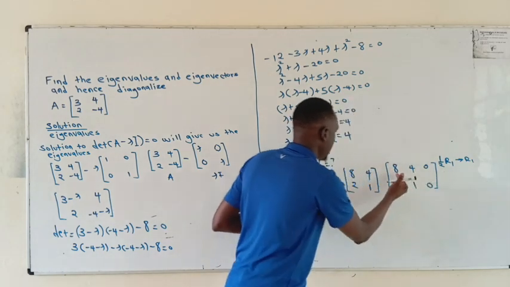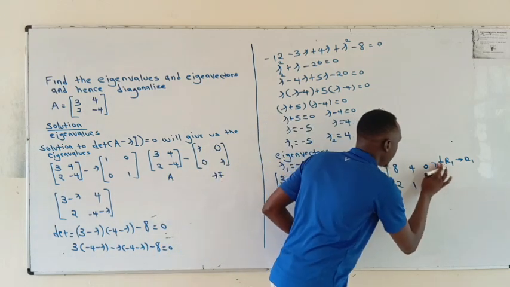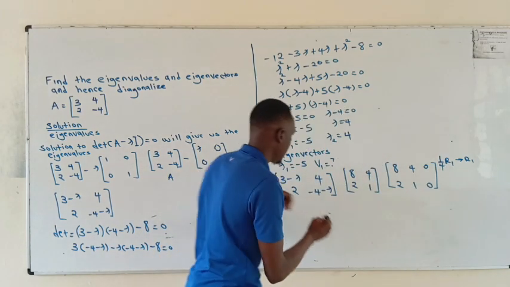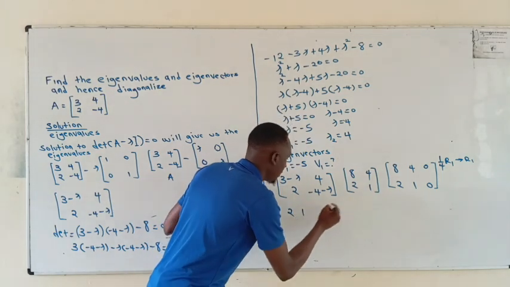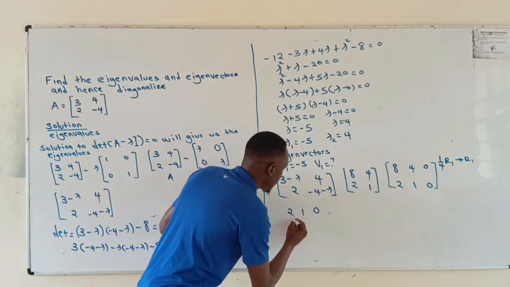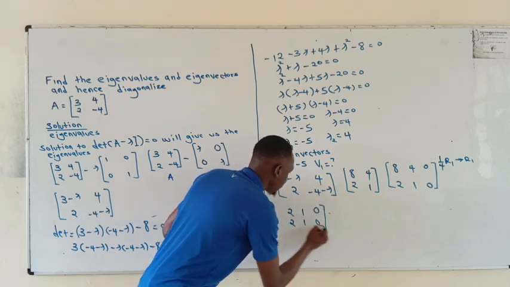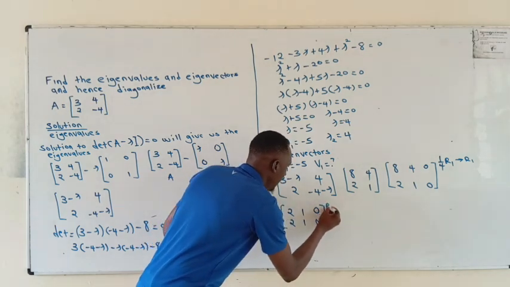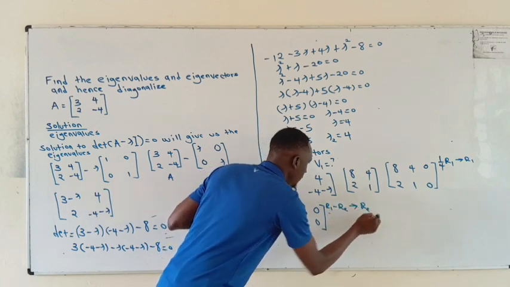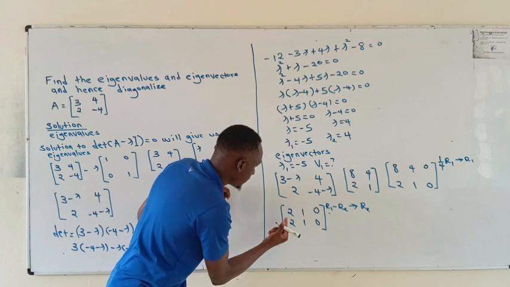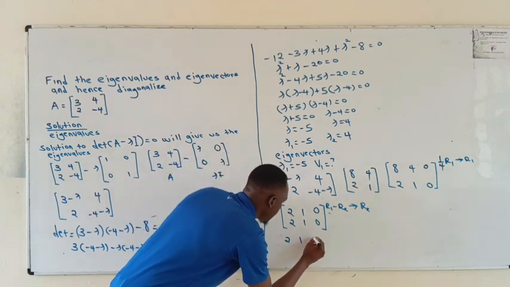A quarter times 8 is 2. A quarter times 4 is 1, and that is 0. Let's maintain row 2: 1, 2, 1, 0. Let's have row 1 minus row 2 and our answer to row 2. So row 1 minus row 2, let's maintain row 1, which is 2, 1, 0.